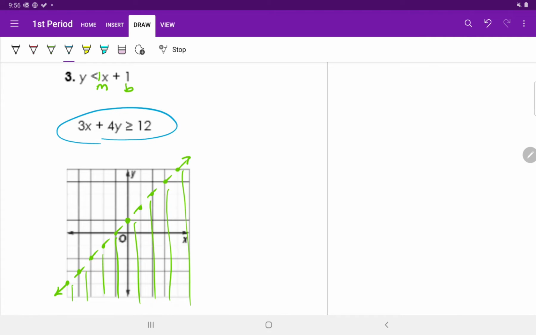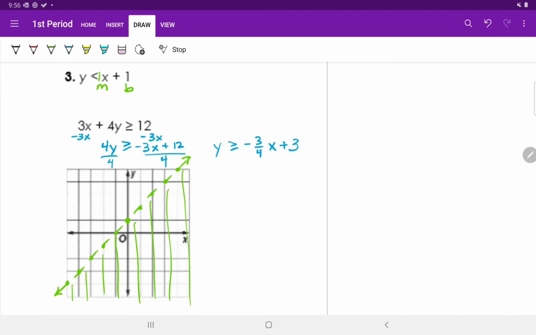This inequality is not written in the form y equals mx plus b, so we need to get it that way. Let's start by subtracting 3x from both sides. Then we'll have 4y is greater than or equal to negative 3x plus 12. And to get that y by itself, we'll divide both sides by 4. That will leave us with y greater than or equal to -3/4 x plus 3.